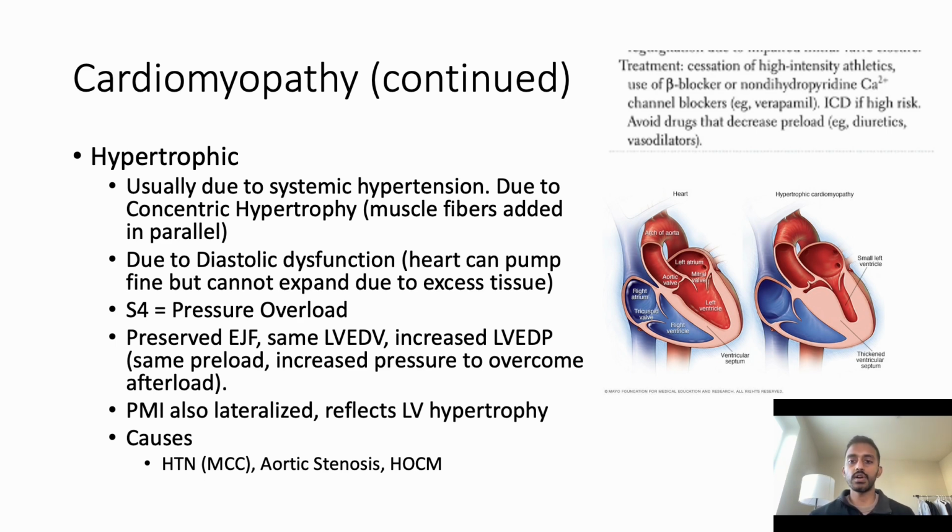PMI is also lateralized, reflecting left ventricular hypertrophy. And the causes are hypertension, aortic stenosis, and hypertrophic obstructive cardiomyopathy, which is asymmetrical left ventricular hypertrophy due to muscle disarray, causing left ventricle outlet obstruction.